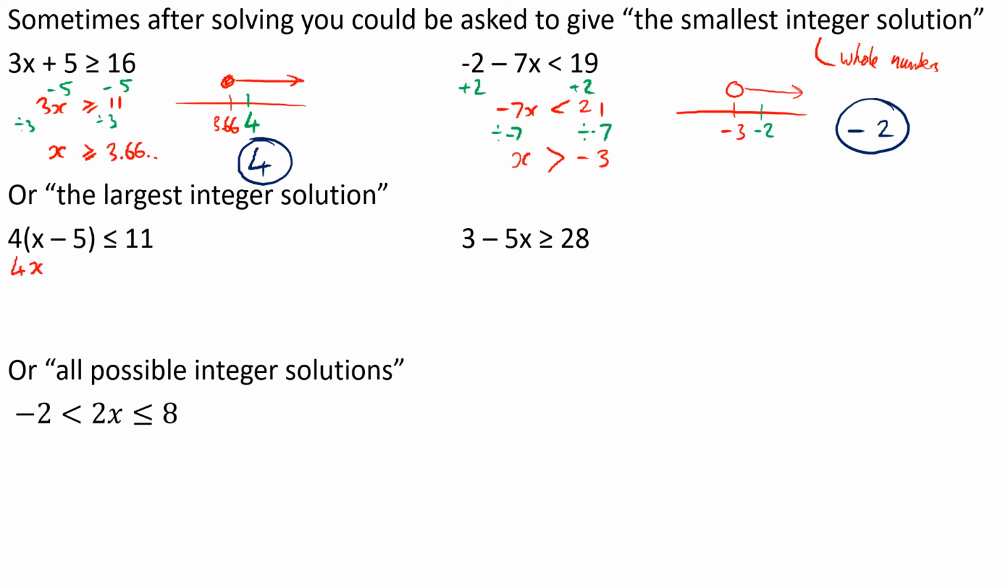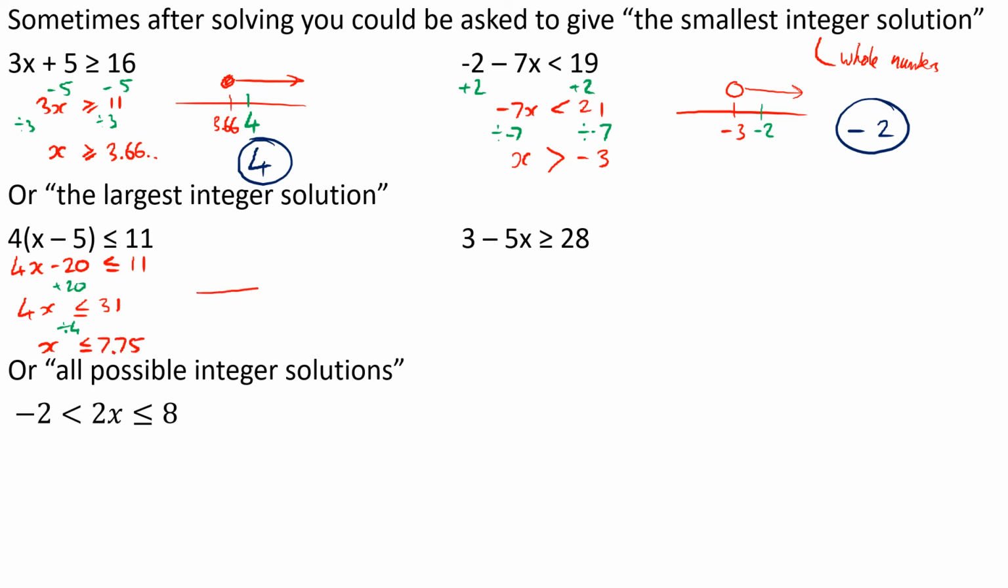First thing I would do here is expand my brackets, and then we are going to add 20 to both sides. That's going to give us 4x is less than or equal to 31, and then we're going to divide by 4, and that's going to give us x is less than or equal to 7.75 or something like that.